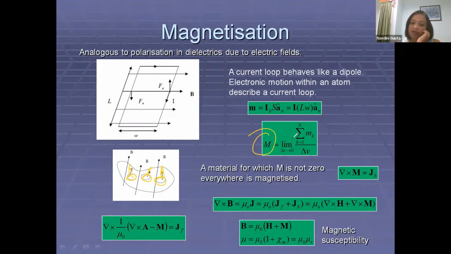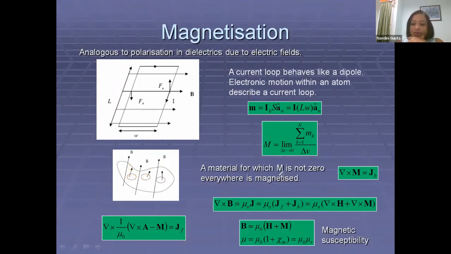So sum together all the magnetic dipoles: one dipole moment due to one current, one L times W area, the sum total of all the magnetic dipoles in this region. The summation of m_k divided by delta V in the limit delta V tending to 0 is the magnetization as a point function. So again, you see here you have an analogy to polarization in dielectrics.